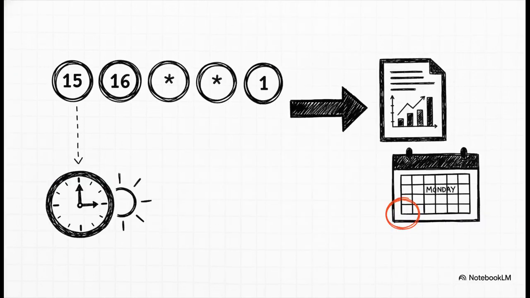And you can dial it in even more. In this example, we've got 15 for the minute, 16 for the hour, that's 4:15 p.m., but look at that last field, the 1. That locks this job to run only on a Monday. So this is exactly how you'd set up, say, a weekly report that needs to run every Monday afternoon so it's ready for Tuesday morning.